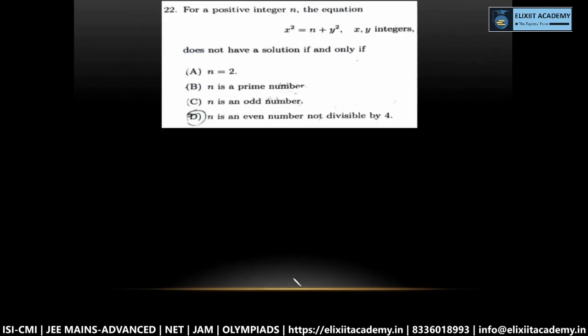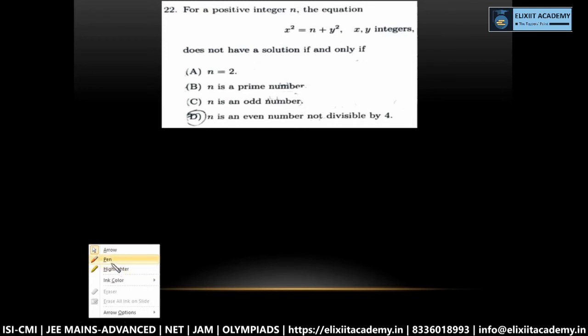Next one. So for a positive integer n, the equation x square equals n plus y square, where x, y are integers, does not have a solution if and only if. Which of the following options are correct? So this does not have a solution. So we have this equation.